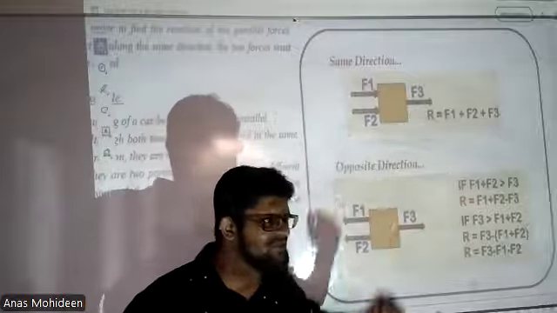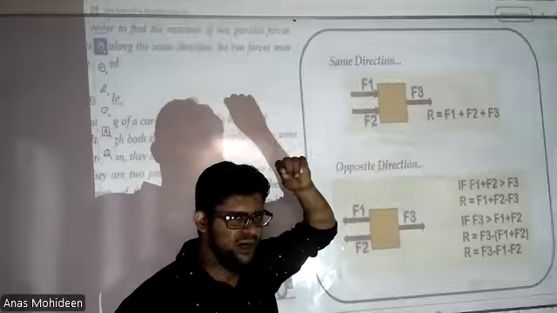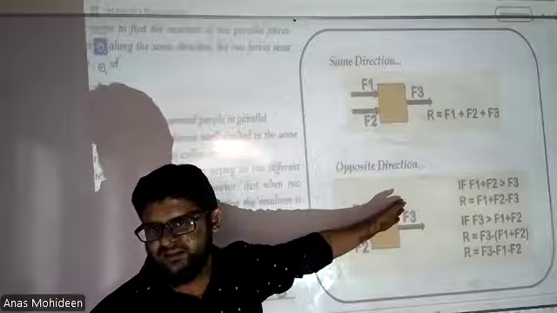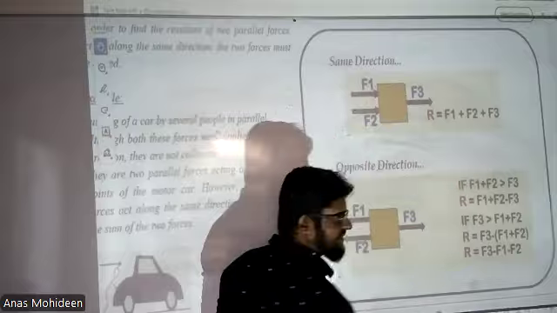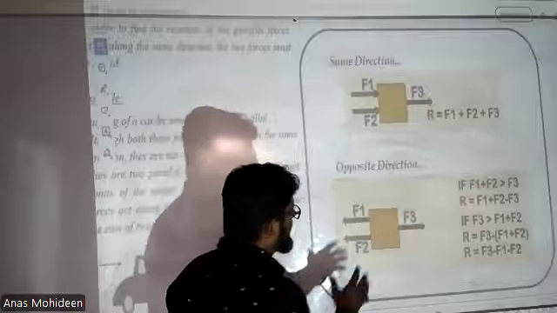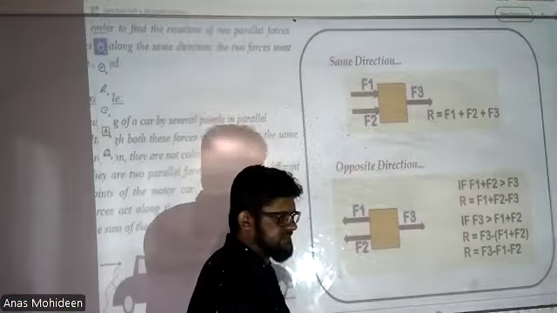The only difference from the previous one is that there was one line, and here there are several parallel lines. So the resultant is F1 plus F2 plus F3. That's it. And here F1 and F2 are in one direction, and F3 is in the opposite direction.